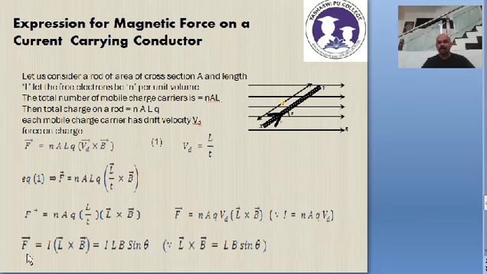So what is that you can write? F is equal to I, in the place of NAQVD you can write I into L cross B. L is the length of the conductor and the direction of L is in the direction of the current. If the current is flowing from X to Y, length of the conductor is along L. So F is equal to I into L cross B, and if you expand this, you will get F is equal to ILB sin theta, because L cross B is LB sin theta. This is the force experienced by a conductor carrying current in a magnetic field.